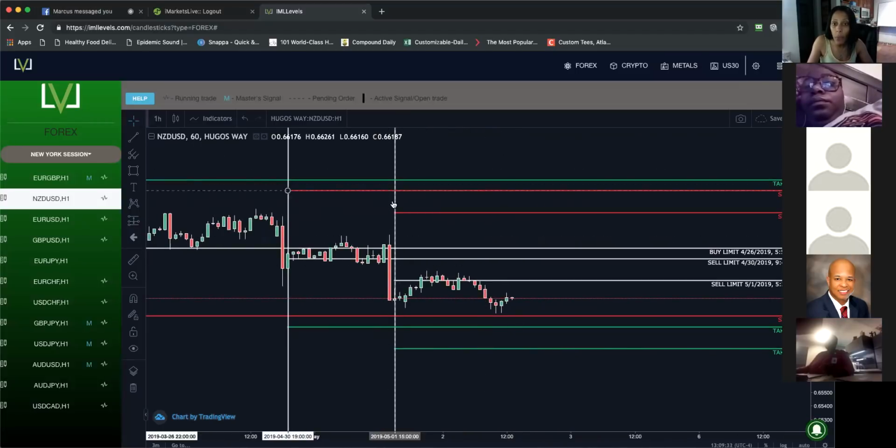Vertical line, what red line intersects with it? This one, 66820. What sell limit intersects? This one, 66320. What take profit intersects? This one, 65820. Okay? And then you can measure, but I'm just telling you, every take profit and every stop loss is going to be 50 pips from your entry point. Your entry point is your sell limit or your buy limit price.